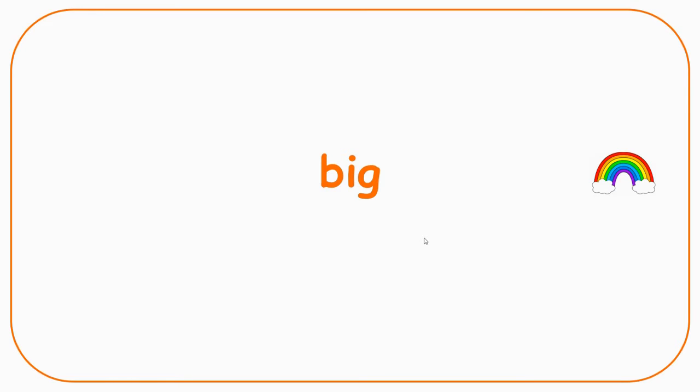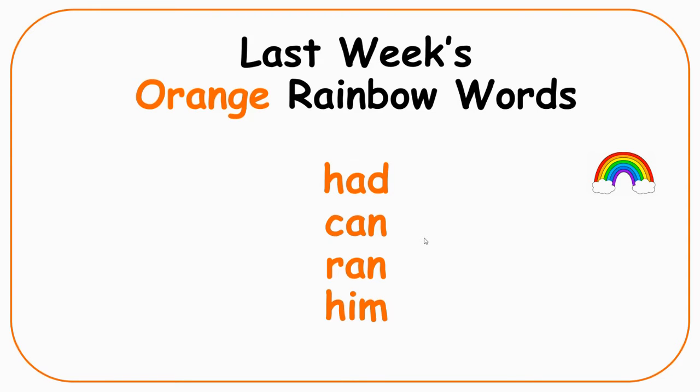Big. B-I-G. The giant was really big. Big. Six. Three, four, five, six. S-I-X. Six. Here are last week's orange rainbow words. Had, can, ran, him. Please continue to practice these words if you haven't mastered them yet.